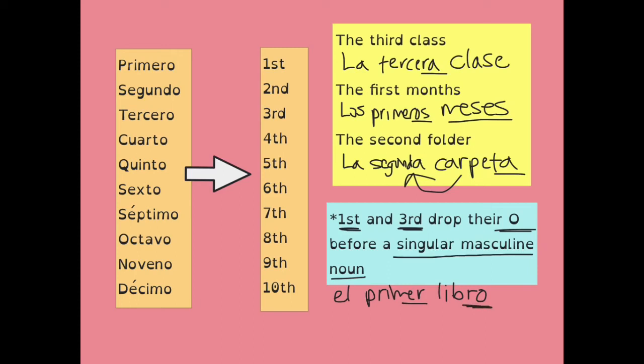The O disappears. The same thing would happen with third. So if I say the third book, el tercer libro. Singular and masculine means the O disappears and it becomes tercer. And again, this can only happen when the noun being described is singular and masculine.